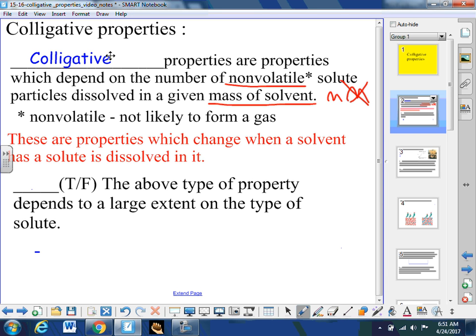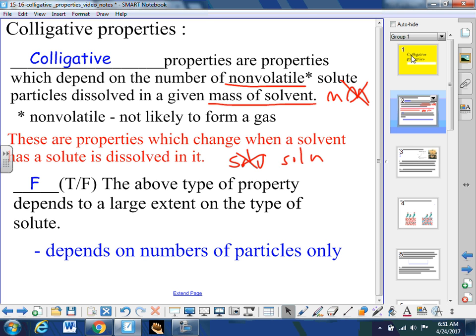Again, these are properties which change when a solution has a solute dissolved in it. In other words, the solvent properties become different when it becomes a solution. So the solution has different properties due to the colligative effect. And just to make sure you understand what I mean by colligative properties, if I ask you the question true or false, the above property depends to a large extent on the type of solute, that would be false. It depends on the number of solute particles only, not the type of solute particles that are present in the given solution.